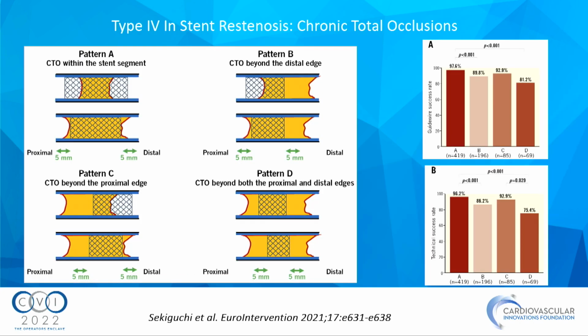Coming to type 4 in-stent restenosis, which are the occlusive in-stent restenosis from chronic total occlusions. Special mention is on pattern D, in which the CTO extends beyond the proximal and the distal edge of the stents. These lesions are hard to treat. Even with our conventional modern CTO PCI techniques, the technical success rate for these procedures is about 75%.